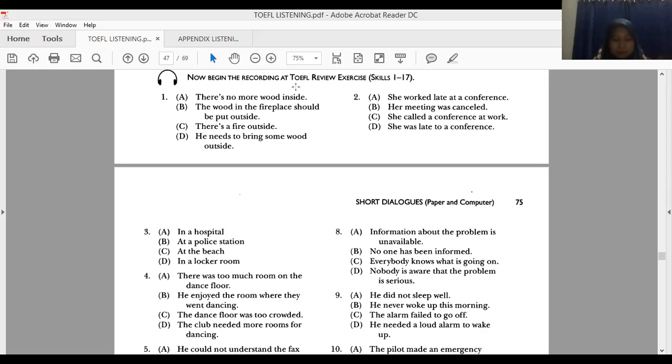Could you put some more wood in the fireplace? I'll have to bring some in from outside. What does the man imply? Number 2. Alice, I thought you were working late tonight. I was supposed to, but my conference was called off. What happened to Alice?